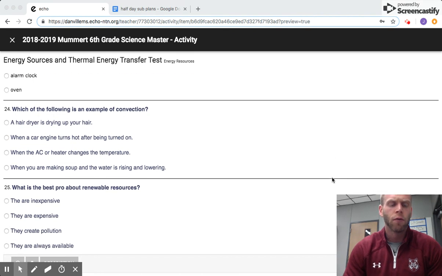Number 24. Which of the following is an example of convection? A hair dryer is drying up your hair, when a car engine turns hot after being turned on, when the AC or heater changes the temperature, when you are making soup and the water is rising and lowering. 25. What is the best pro about renewable resources? They are inexpensive, they are expensive, they create pollution, or they are always available.